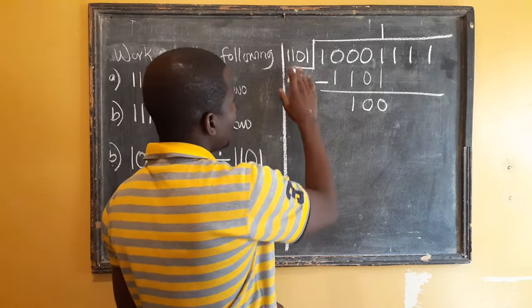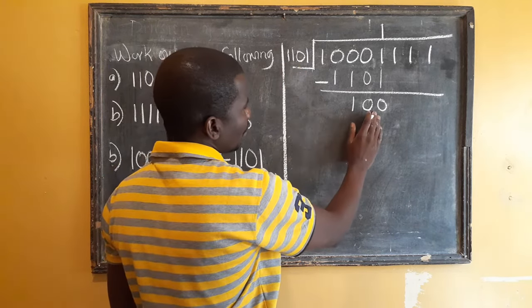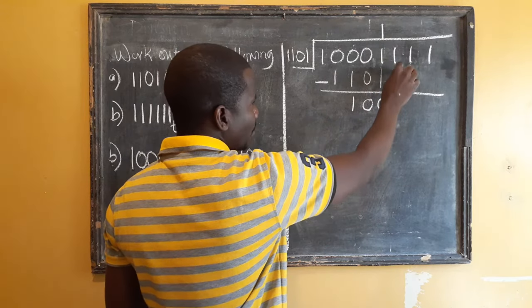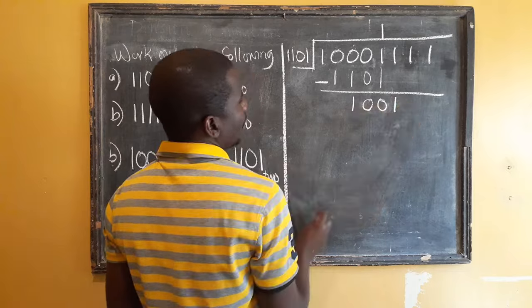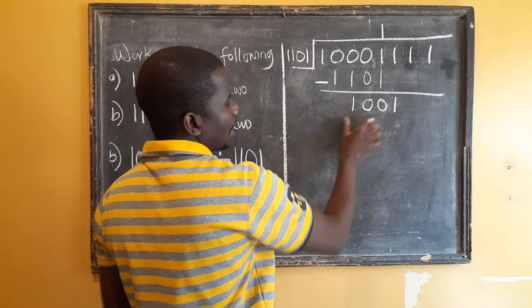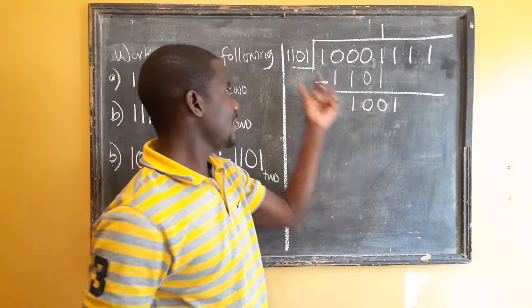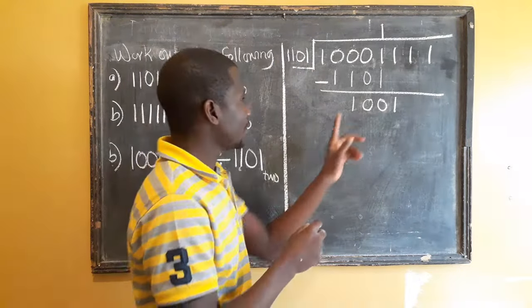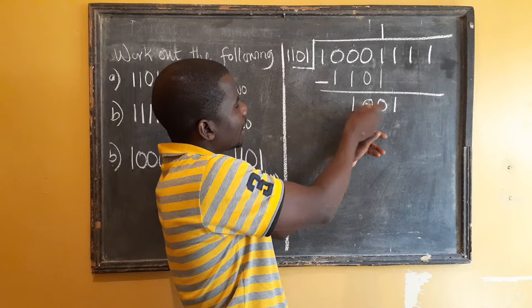Then we check this number. It can't go into this one. So we need to bring down this one here. This one has to come here. We check. This is 4. These are 4 digits here. Even these ones are 4. But how do you determine which one is greater than the other? I was telling you that the first one is 1. The second one is 0.